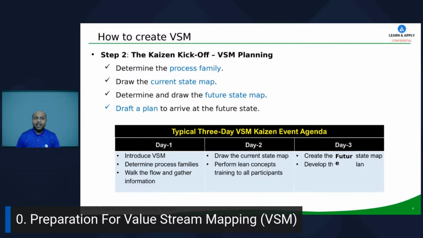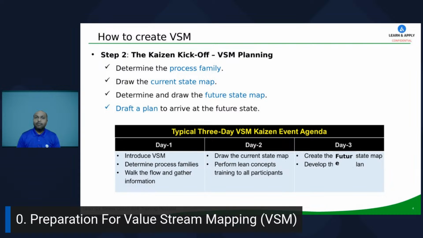Here we need to define the process or the product on which we are going to conduct this value stream mapping. We are going to draw the current state map. We are going to determine and draw the future state map by analyzing the current state map and deciding the action plan. And then we will have the draft plan to arrive at the future state. Typically, it is a 3-day event in which we are going to do this entire planning.